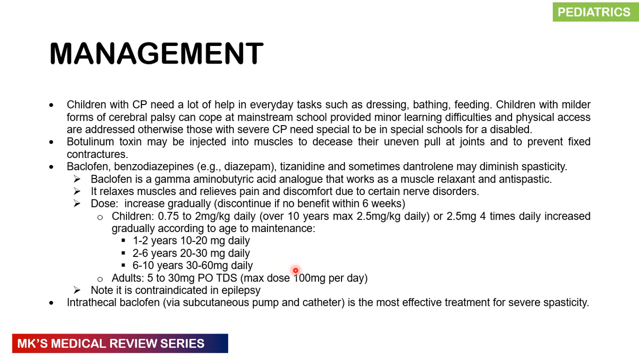Remember that this is contraindicated in patients with epilepsy. It's also contraindicated in patients with rheumatoid arthritis. And then the drug of choice, actually, for the most effective treatment for severe spasticity, you can actually give this baclofen as intrathecal, which is within the CSF, within the meninges. Then this is actually going to be given via the subcutaneous pump and the catheter. This is actually the most effective treatment.